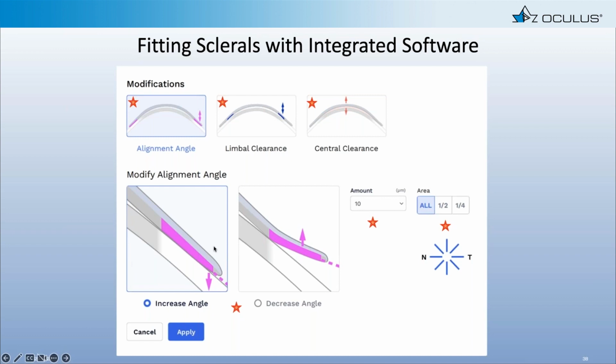You can do each of these by simply clicking on the box, and then you increase or decrease any of these factors in 10 micron steps. And the beautiful thing, again, because this can be made in a free-form design, is you can modify the entire lens or half the lens or quadrant specific. Any of these aspects can be managed just with the entire lens or with segments of the lens. So you can customize the fit as much as you want to, even down to quadrant specific limbal and alignment angle clearances.